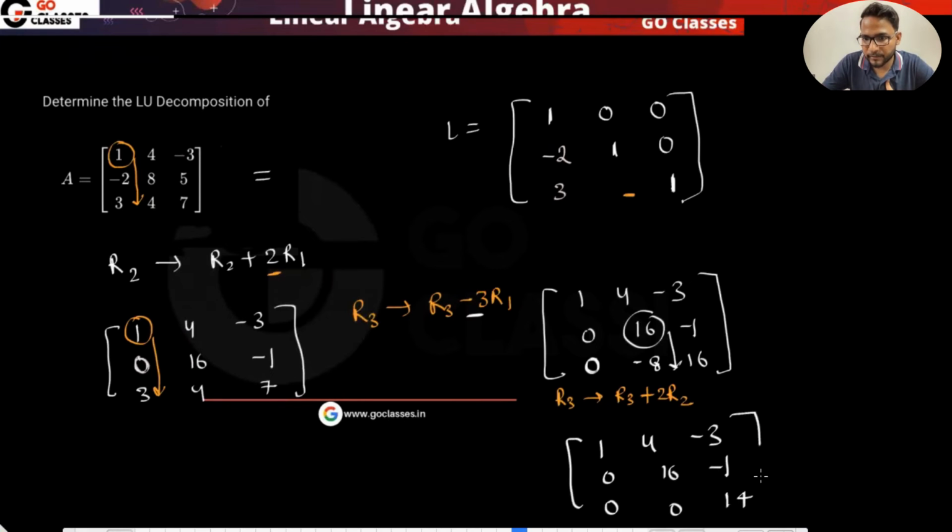Is this correct? Can you tell me this number? This should be minus 2. Yes. So this is your L and this is your U. Finally, we get U and this is your L. You are incrementally building L like this, and when you are converting into the row echelon form, you automatically get your U.